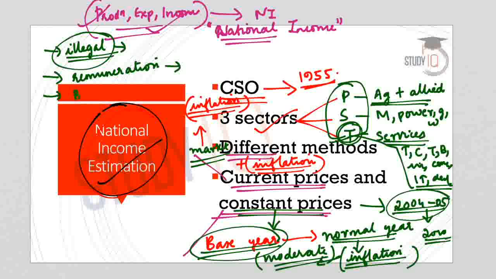Again, black money is also not included because there is no proper data on black money. So all these are excluded from the national income. This is in brief about national income estimation in the country.